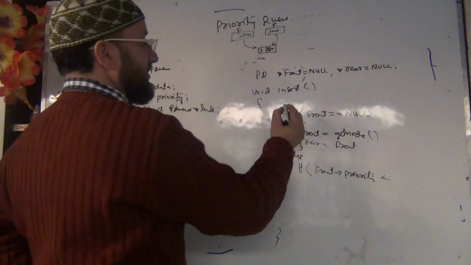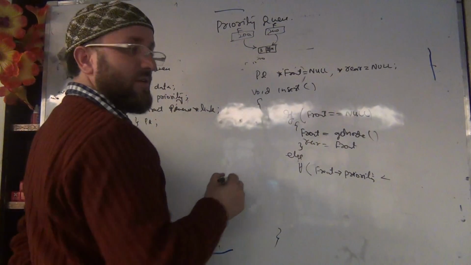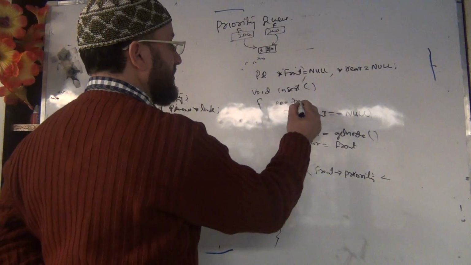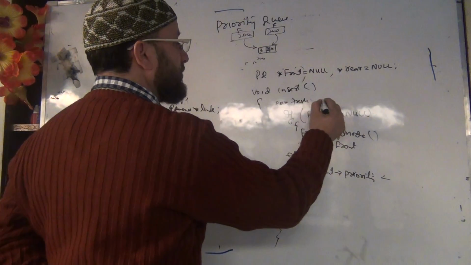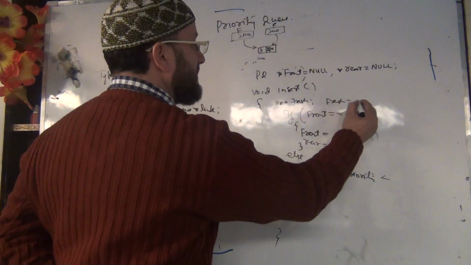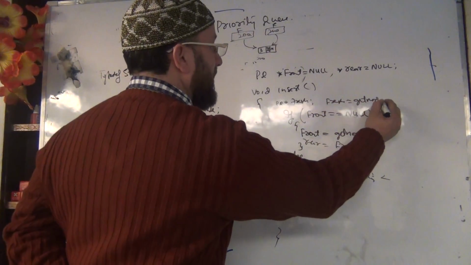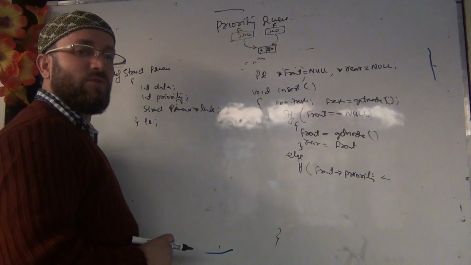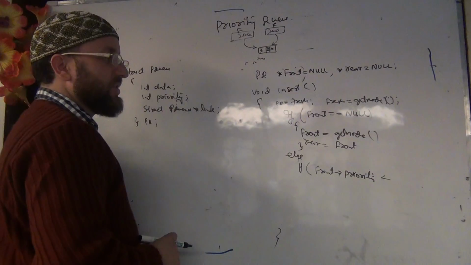I will say here, when you try to insert, you will have here PQ asterisk fresh, and you say here fresh is equal to get node. You will get the new node's address in the fresh. You will get the new node's address where? In the fresh. Is it?